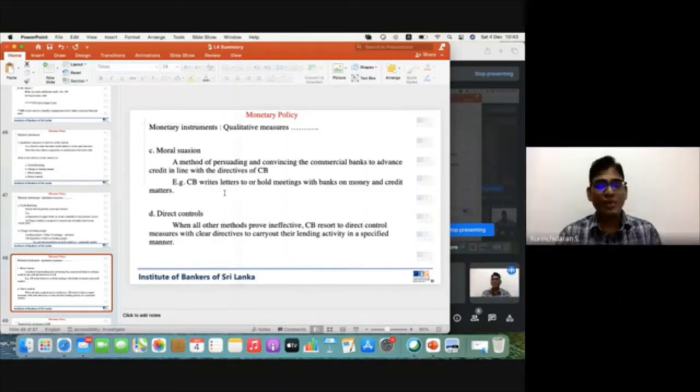Yes. Direct control is something we do forcefully, right? We say the central bank will send a direction: you have to do it, this is what we have to do. If they cannot violate that, it's a direct control.